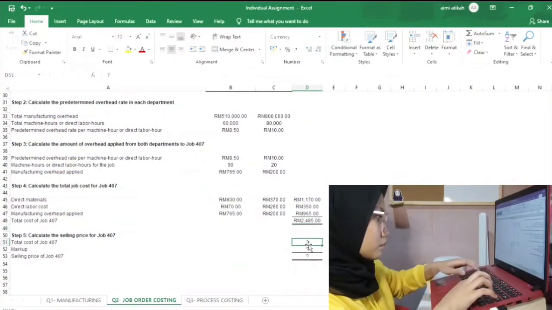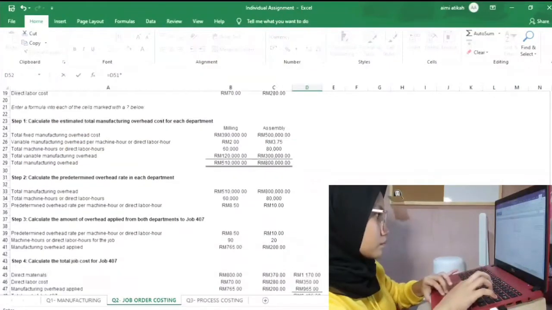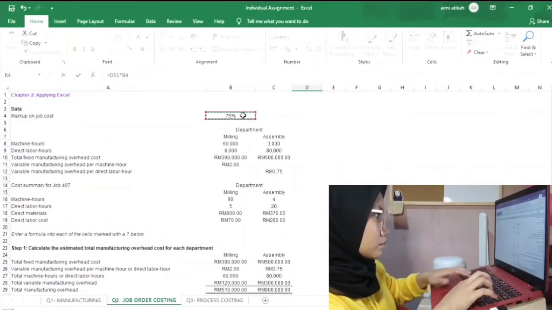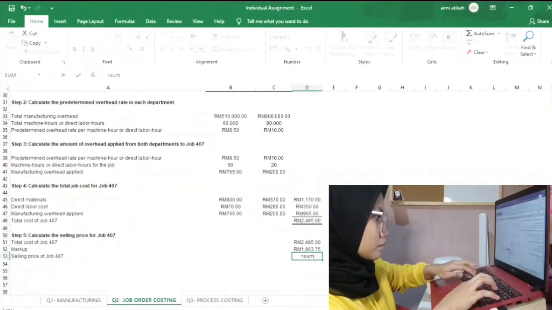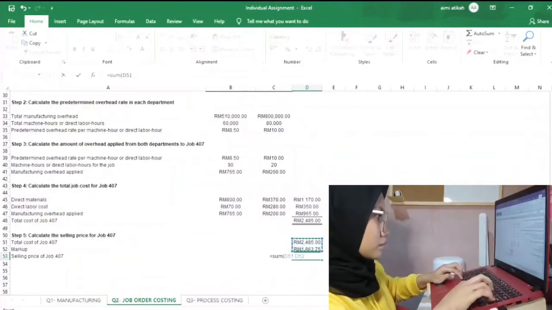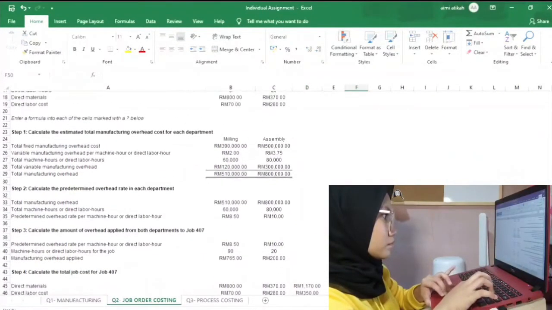And as for step 5, total cost of job 407 and markup, I will multiply total cost of the job by the markup. And then for selling price, I will take total cost and markup. I will sum both of them to get the selling price of job 407.